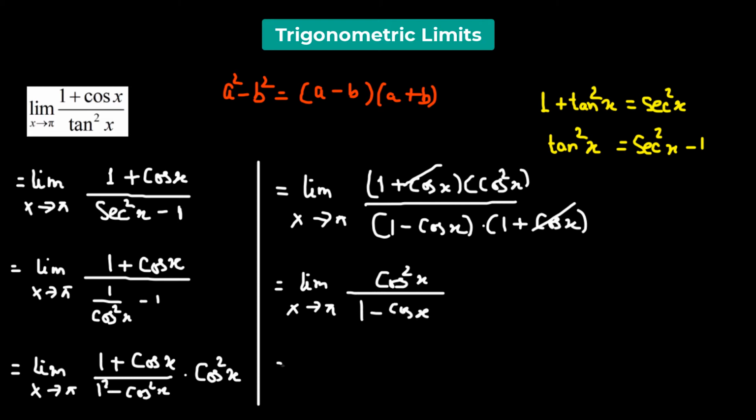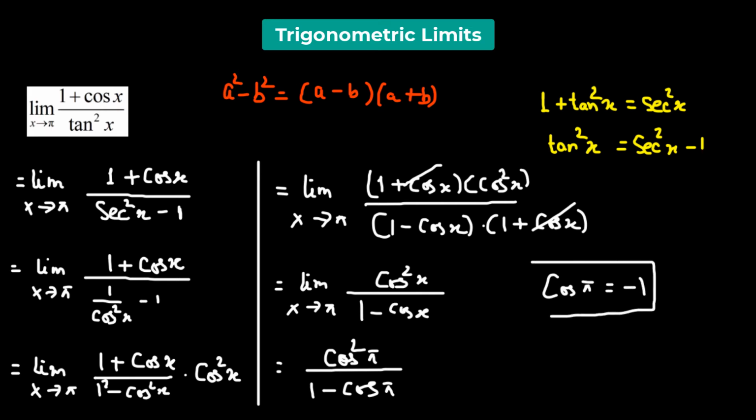Now let us substitute for the value of x. So we're going to get cosine squared pi over 1 minus cosine of pi. Now the value of cosine of pi is equal to negative 1. So let's use this value. So we'll have negative 1 squared over 1 minus negative 1. So this is going to give us plus 1. So we have 1 over 2. So this is going to be the limiting value of the given function when x tends to pi.